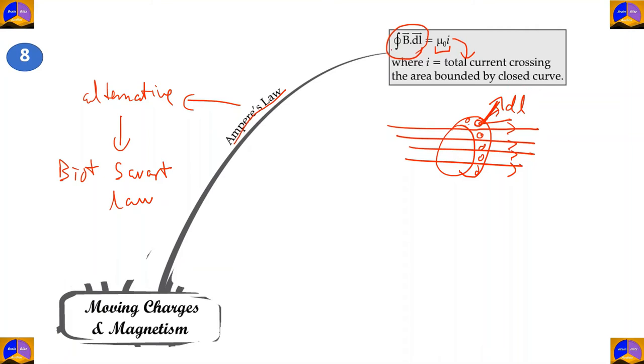Now, we have this particular symbol here. This is an integral symbol, but the reason it has a circle on it is because it is an integral over a closed curve. B stands for magnetic field, and dl stands for the element. So we find the component of the magnetic field, multiply it with the length of the element dl, and do an integral over the closed curve, and we find that it's equal to mu naught times the total current crossing the area bounded by the closed curve. That, in short, is Ampere's law.